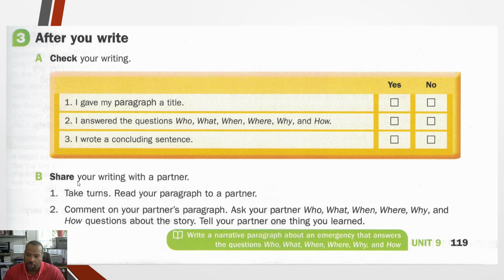Now, B, share your writing with a partner. Take turns. Read your paragraph to a partner. Number two, comment on your partner's paragraph. Ask your partner who, what, when, where, why, and how questions about the story. Tell your partner one thing you've learned. Okay? So that'll be a great exercise for our Zoom meetings or just your own personal groups. Okay? Excellent. Let's move on.